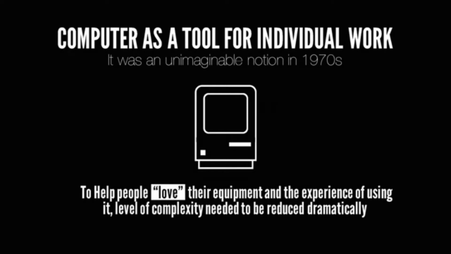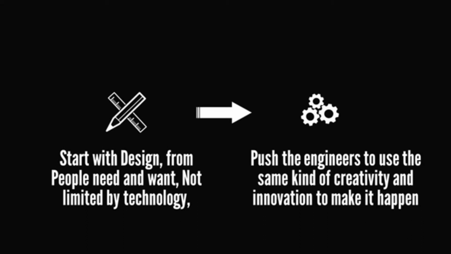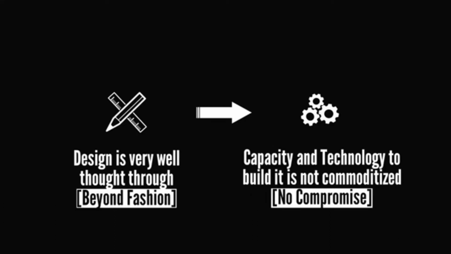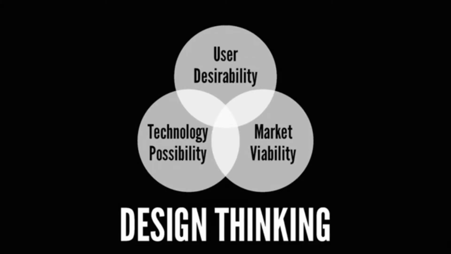To help people love the equipment and the experience of using it, the level of complexity needed to be reduced dramatically. Apple's product starts with design from people's needs, and once the design of the product is not limited by technology, the engineers are pushed to the same kind of creativity and innovation to make the design happen. Design is very well thought through. True design is beyond fashion. The capacity and technology to build it is commoditized, with no compromise for functionalities. This is design thinking: a combination of desirability, technology possibility and market viability.